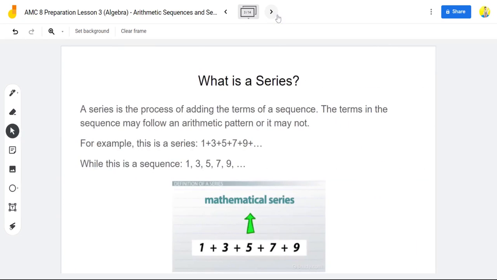What is a series? A series is the process of adding the terms of a sequence. The terms in the sequence may follow an arithmetic pattern or it may not. For example, this is a series: 1 plus 3 plus 5 plus 7 plus 9, etc. While this is a sequence: 1, 3, 5, 7, 9, etc.